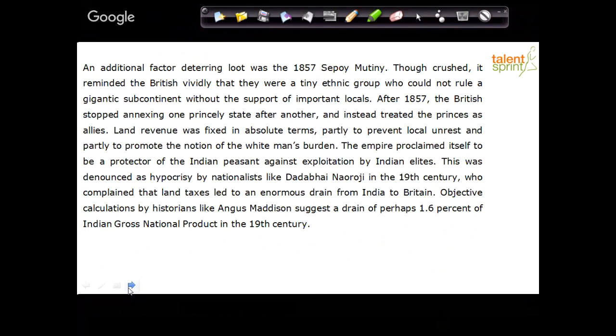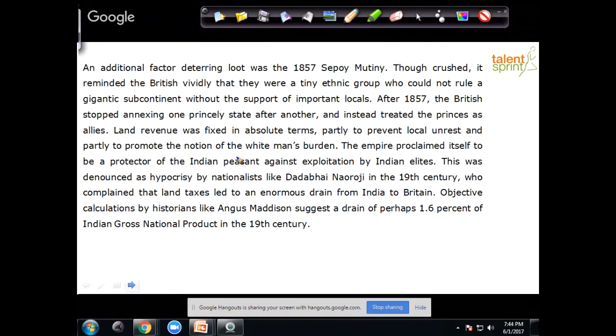Anywhere do you see white man's burden here? Okay, it was there in the first paragraph, is it? I missed it. Let me go back. Okay, I see white man's burden here again. To promote the notion of the white man's burden.